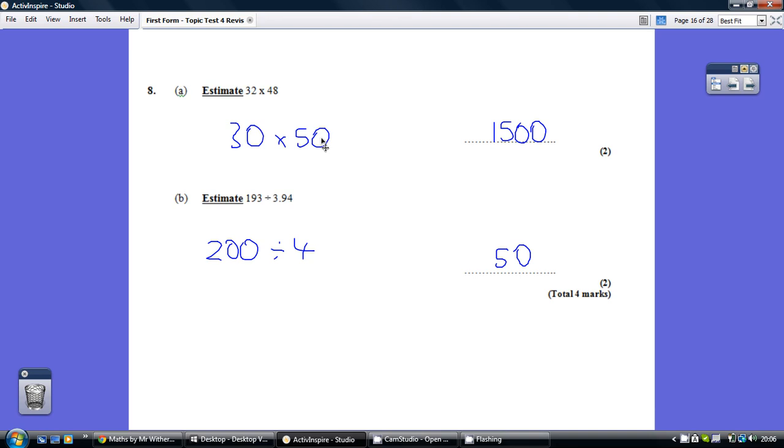So this may well be to two significant figures, as it is here. That's not the point. Second step, you just work this out. So 3 fives are 15, and then add a couple of zeros, so 1,500.